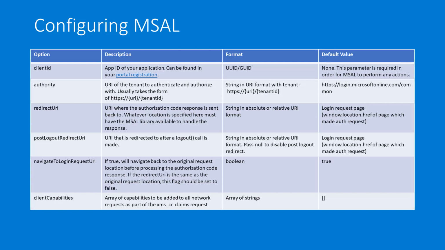And then you should specify a redirect URI. This is the URI that your application will receive the authorization code from Azure AD. And then you have some more options. We will get to that later on. But for now, these three should suffice. So I'll go back to my app.